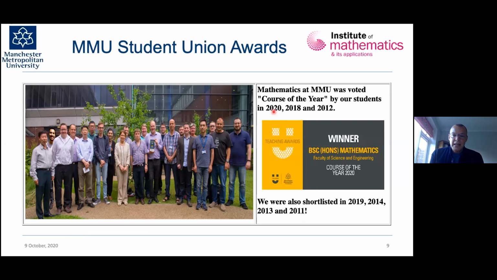You will notice here that in 2020, 2018, and 2012, mathematics was voted course of the year by our students. You'll also notice we were shortlisted in 2011, the inaugural year, and in 2013, 2014 and 2019. So this competition has been running for 10 years and mathematics has been shortlisted on 7 occasions, and we've actually won the award 3 times. We believe that one of the reasons our course is so popular is the amount of programming we do with our students, which enables us to solve real world problems, and there are other aspects to this which I'll discuss during the talk.